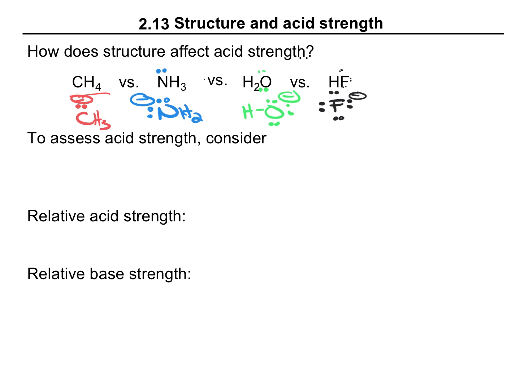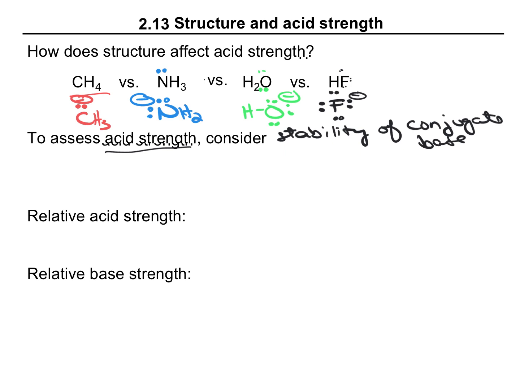Now, as we are thinking about trying to assess acid strength, we want to consider the stability of the conjugate base. Now, this analysis doesn't work for all types of reactions, but it does work with acids and bases. If we think about the relative stability of our product, the more stable our product is, the more reactive the starting material is. So the more stable the conjugate base, the easier it is to form, which means that the original acid is a stronger acid.